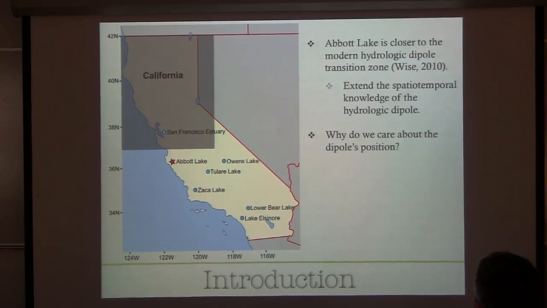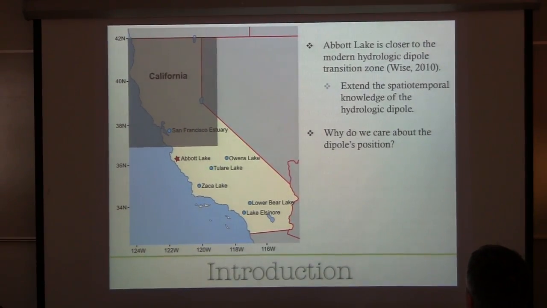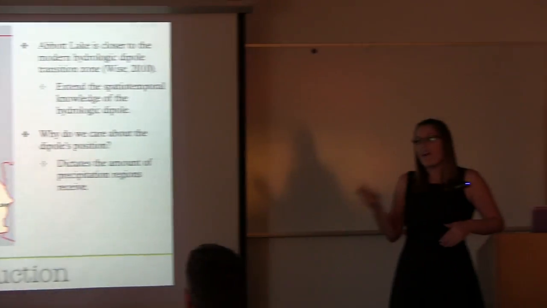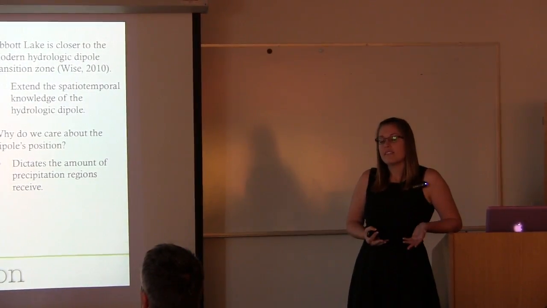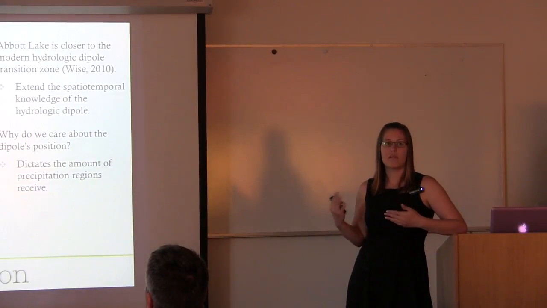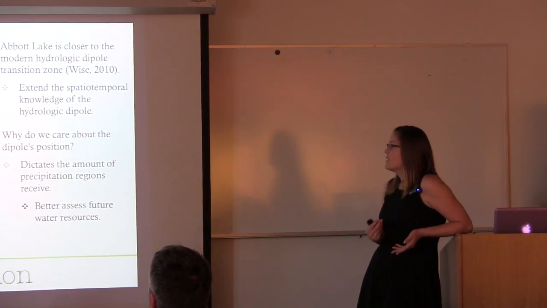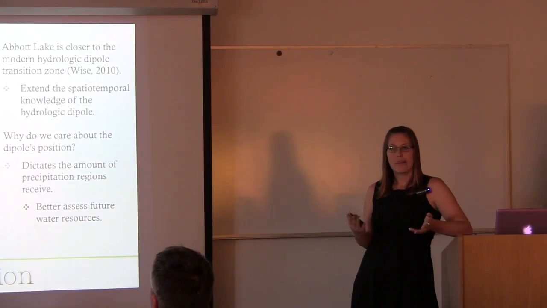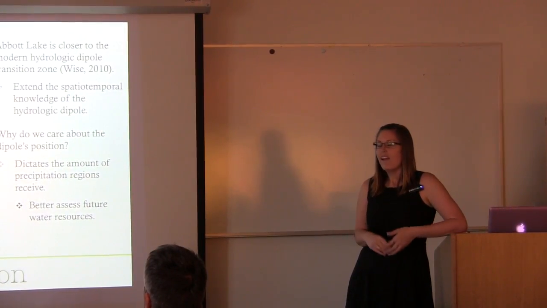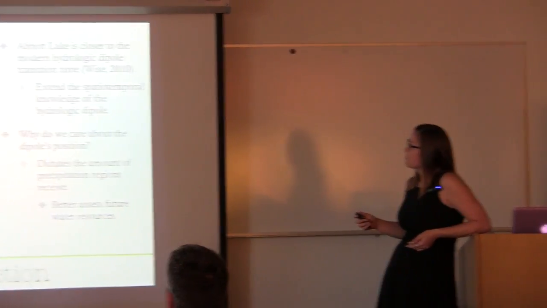But the question is, why do we care, right? Why are we going to spend our time studying the position of the dipole? Well, the thing is that the dipole's position dictates how much precipitation a region receives based on if we have El Nino or La Nina conditions. And if we can better assess how much rainfall a certain region receives during those different phases, we can better assess future water resources, which is really important here in California. As you guys have probably heard on the news, we have this major drought, right? So that could help us out.